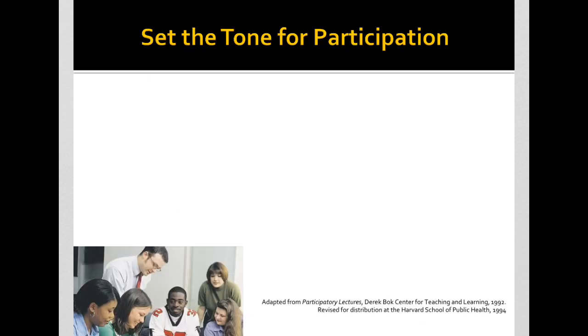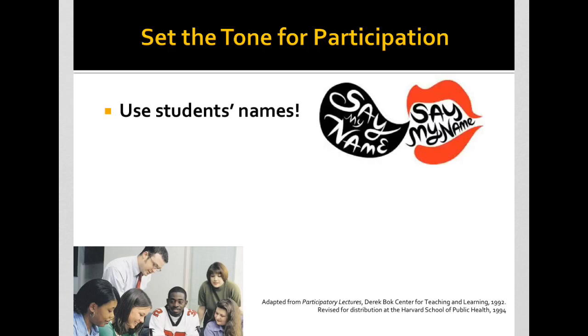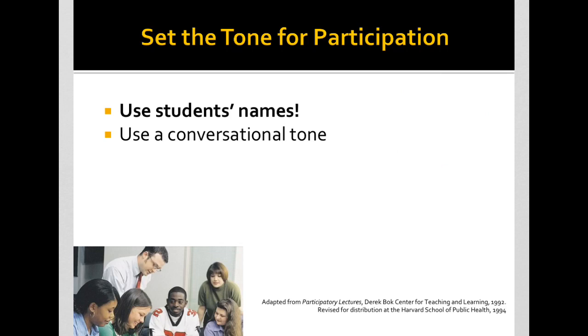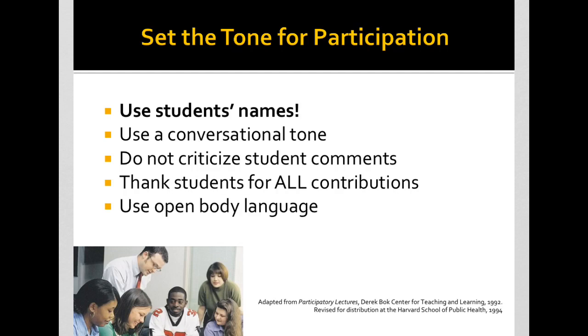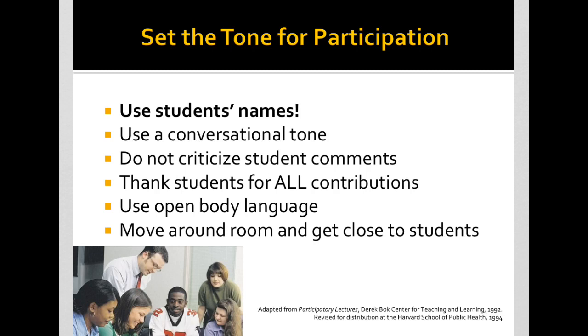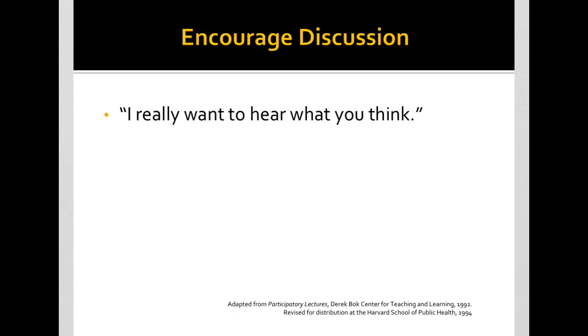Students get the most out of the program when they are participating in class. You can create a safe environment for participation in the following ways. Use students' names. This is particularly important. Use a conversational tone, not a formal tone. Make sure you don't criticize student comments, but rather thank all students who contribute. Use open body language and make sure you don't stay up at the board or hidden behind the podium. Move around the room and get close to the students, especially during check-ins and discussions.